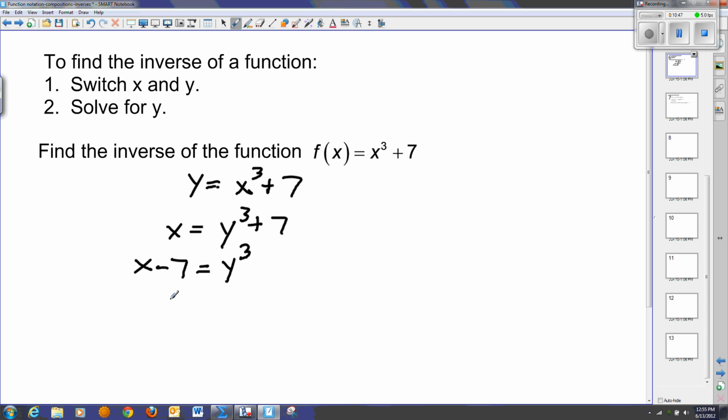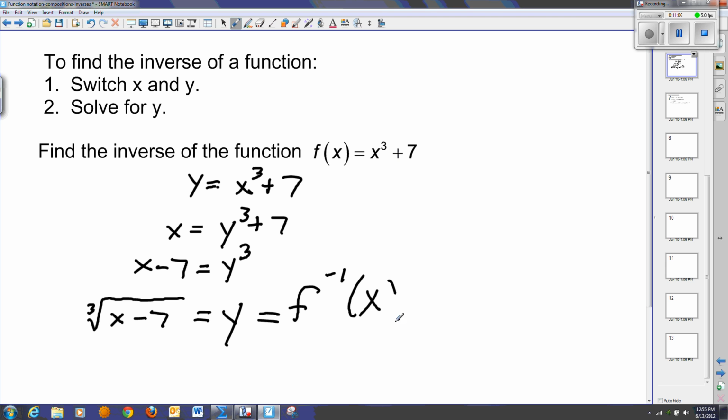And to get y by itself, I have to take the cube root of both sides. So the cube root of x minus 7 is equal to y. And that we call the inverse function. So it's as simple, once again, as switching the x and y and solving for y.